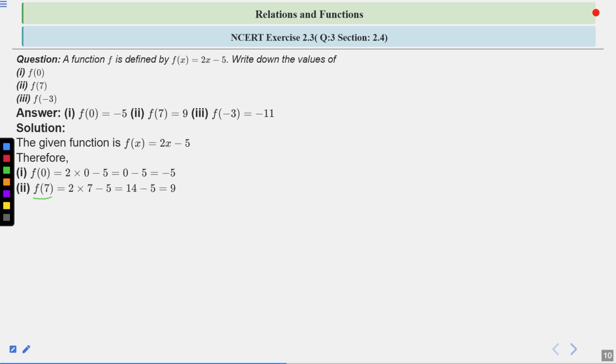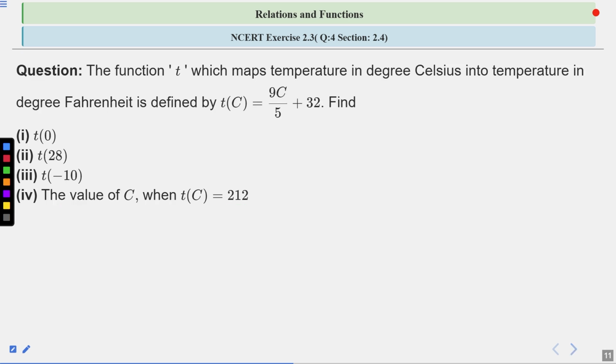f(7): when input is 7, the output is going to be 2 times 7 minus 5, meaning 14 minus 5, meaning 9. So if you provide input 7 to your machine, the output will be 9. Now for f(-3), so 2 times -3 minus 5, which is -6 minus 5, gives me -11. Clear?